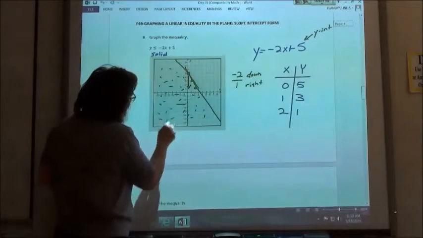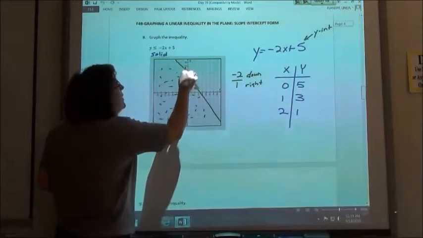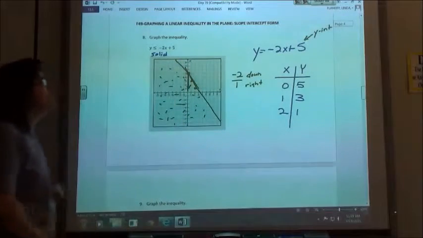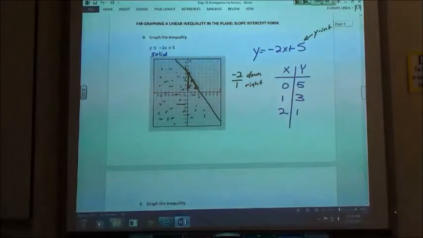Like I said, the easiest thing to do is find your y-intercept. If it's less, draw an arrow straight down. If it's greater, draw an arrow straight up and see which side of your line you need to shade.